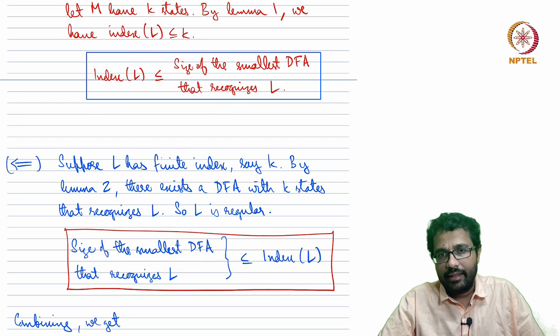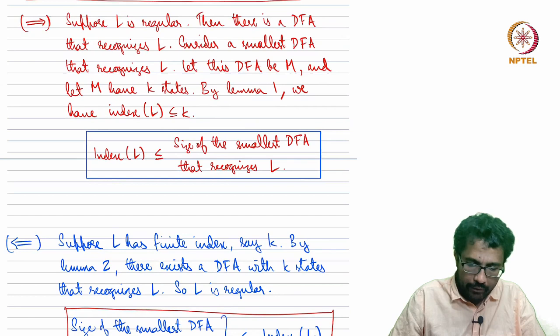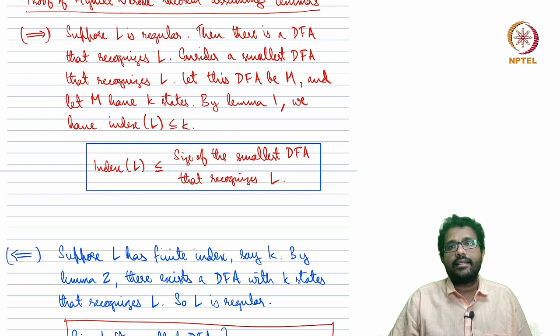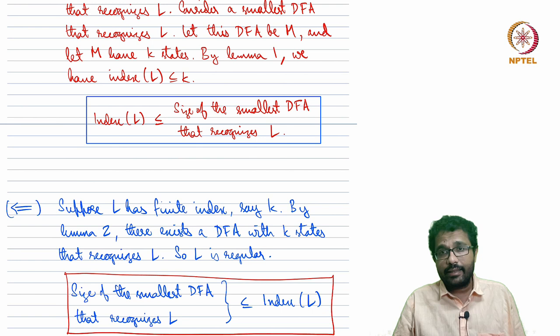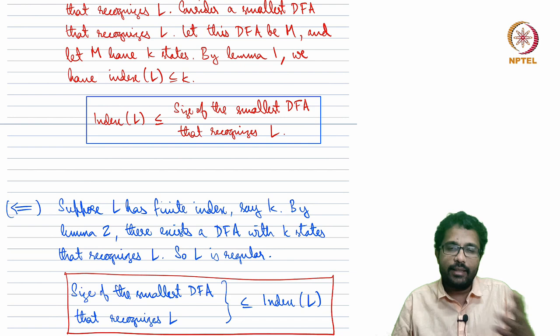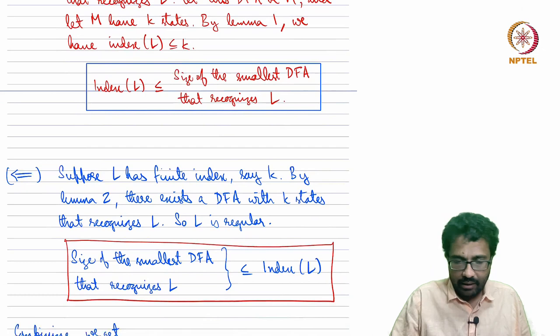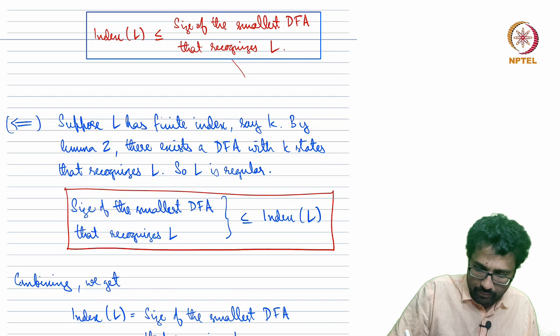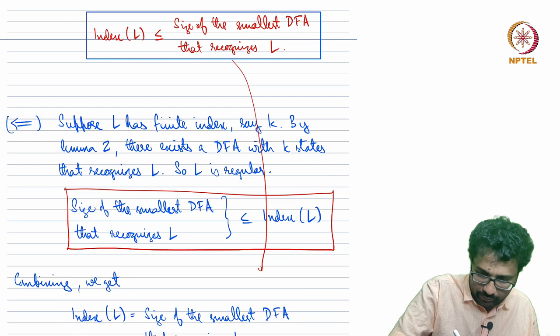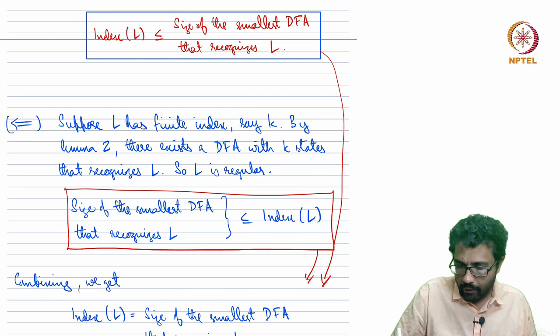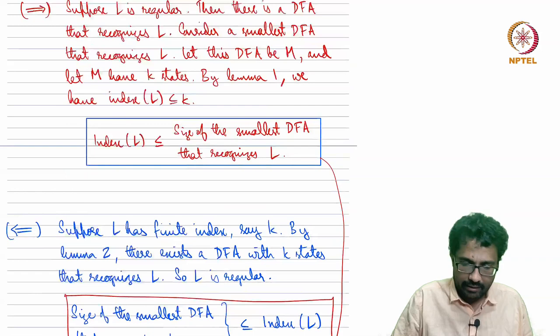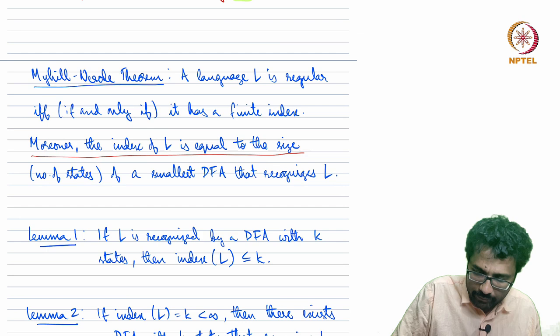And now comparing these two, what have we shown? We have shown that if L is regular, lemma 1 implies that the index is at most the size of the DFA that recognizes L. And if L has a finite index, then lemma 2 says that there is a DFA with number of states equal to the index that recognizes L. So the size of the smallest DFA cannot be more than that. Now comparing these two boxes, it follows that the index is equal to the size of the smallest DFA that recognizes L, which was the second sentence of the theorem. So even this has been shown.